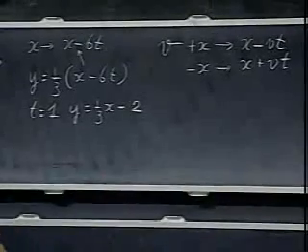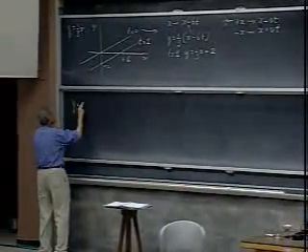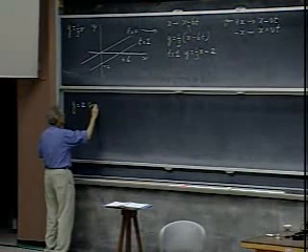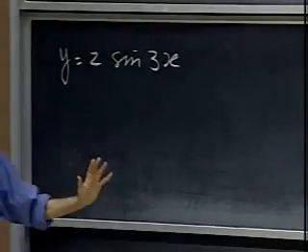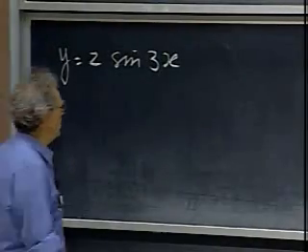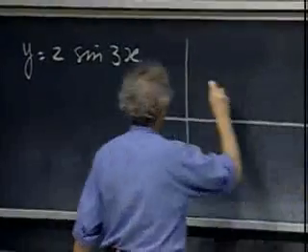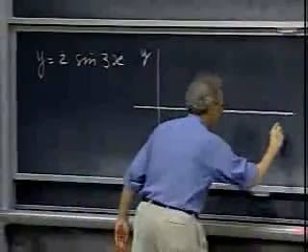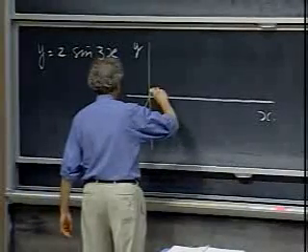I now have y equals 2 times the sine of 3x. That's a wave. It's not moving, not yet. So I can make a plot of y as a function of x. And that plot will be like this.